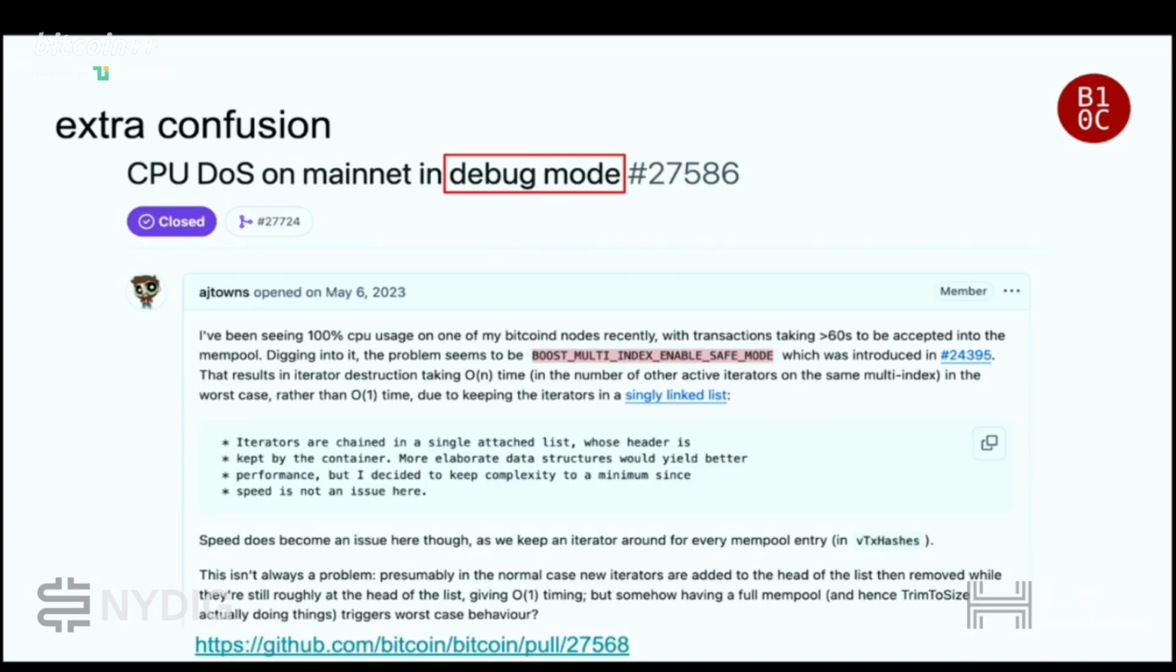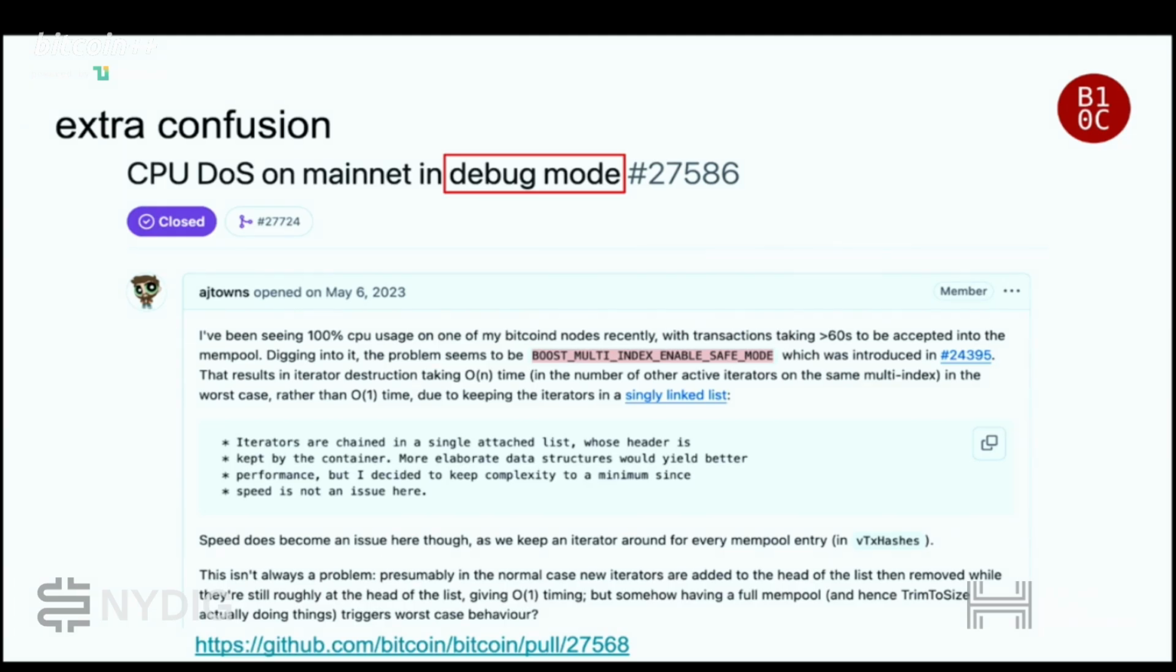And to add to the extra confusion, there was an issue right around the time, so May 6th, there was an issue on the Bitcoin Core repository called CPU DoS on mainnet in debug mode. But I was pretty sure I wasn't running my nodes in debug mode. And it turns out there were two issues at the same time, and we both were being discussed at the same time, and this caused a bunch of confusion.